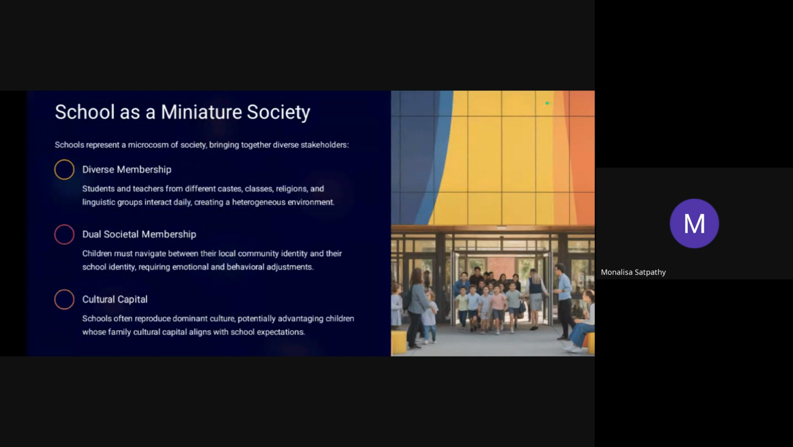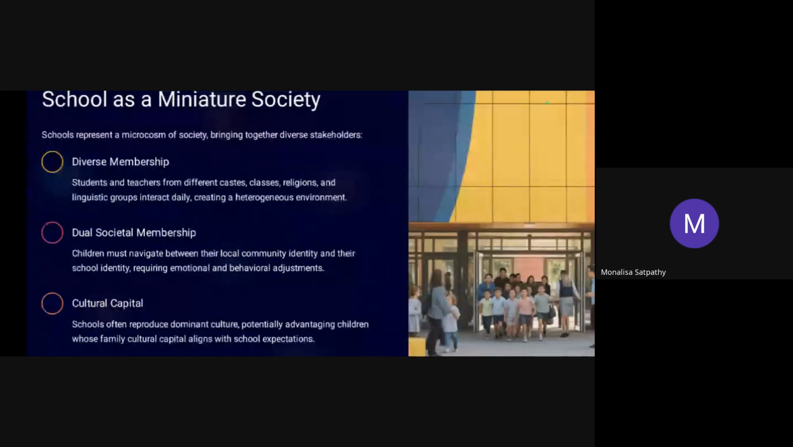Second point, for which we call it a small society, is that here children get dual societal membership. Dual societal membership means children must navigate between their local community's identity and their school identity. Two types of identity they find. Just like, as an Indian, we also find dual citizenship. That means we are citizens of India and also citizens of our state. Similarly, the students of a school find dual membership. That's why it is called a society.